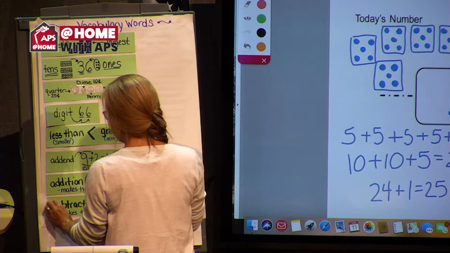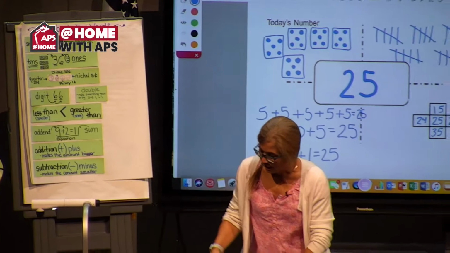All righty. That's our calendar and vocabulary for today. And now we'll see what Ms. Karnas has for us. Let me get these out of the way.